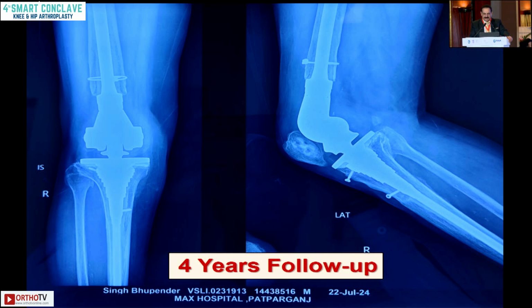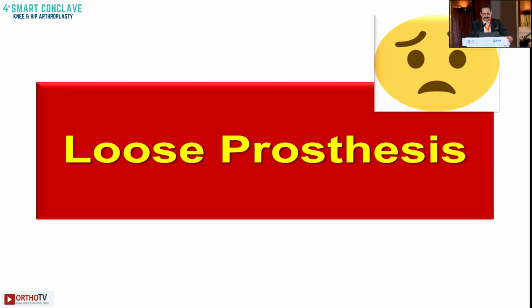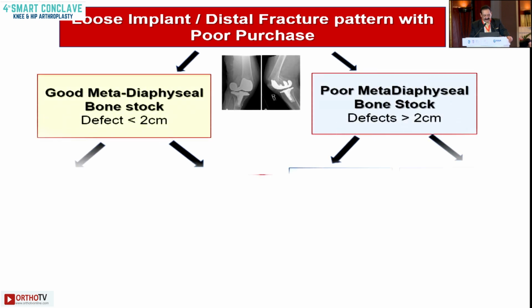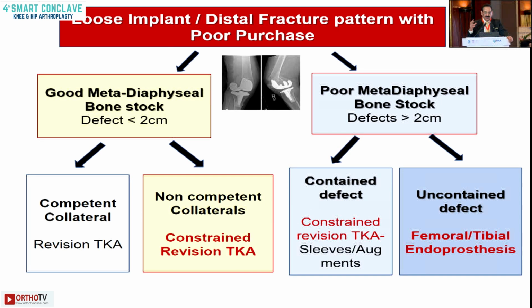Now, what do we do if the prosthesis is loose? If the prosthesis is loose, then you have to plan for revision surgery, and depending upon the amount of bone available in the metaphysis, plan for a hinge or a megaprosthesis.